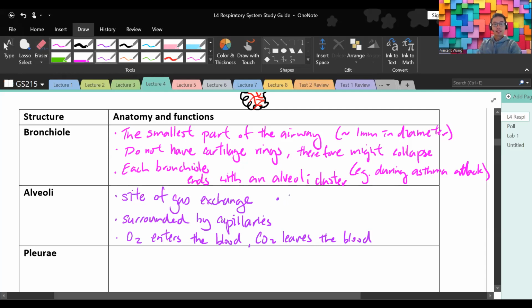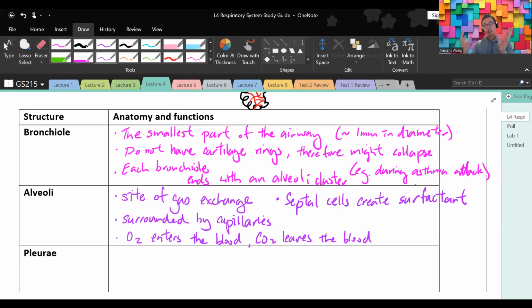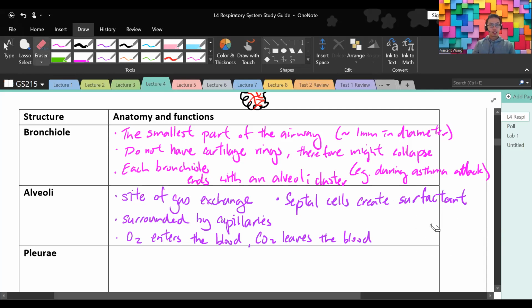That's okay. And that's the septocells. Septocells creates surfactant. Right? And we'll talk more about it. But basically, this oily substance allows the alveoli to open up. Right? Without surfactant, then the alveoli will collapse, making it difficult to inhale. More on that later. I think I have a chart coming up for that.